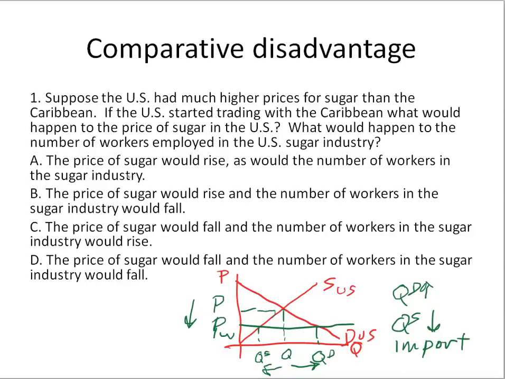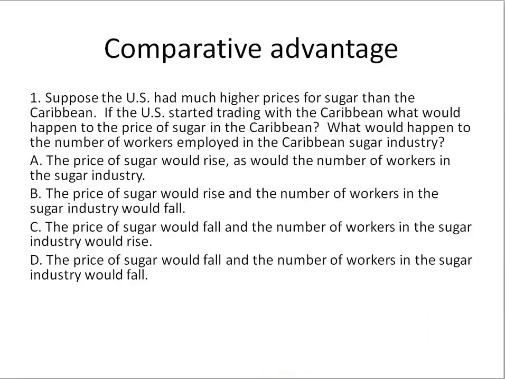So let's take a look at it. Which one works? The price of sugar would not rise, so it's got to be C or D. Price of sugar would fall, and the number of workers in the U.S. sugar industry would rise. Nope. Looks like it's D. The price of sugar would fall, the number of workers in the U.S. sugar industry would fall, because it's asking about the number of workers employed in the U.S. sugar industry. Let's go to the next one.